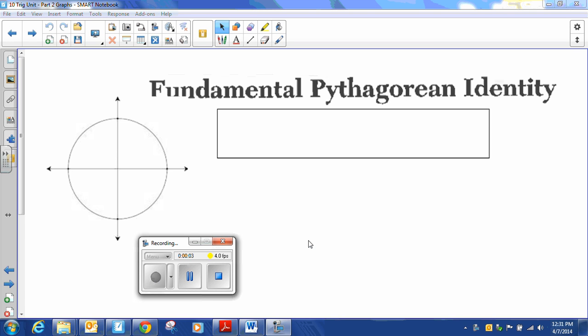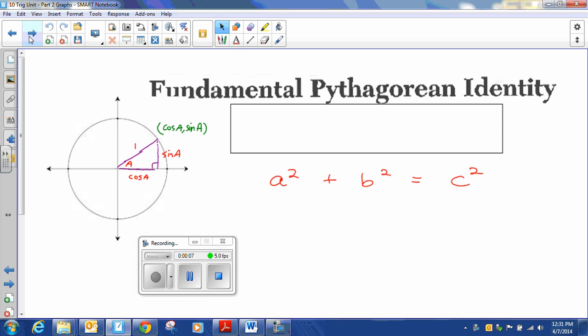Okay, today's lesson is called the Pythagorean identity. The way it works is basically it's the application of the Pythagorean theorem with the unit circle. So as you know, when you draw your angle, the terminal side basically can create a right triangle on the unit circle, with one leg being cosine of the angle and the other leg being sine of the angle. In this case, it's the angle A.